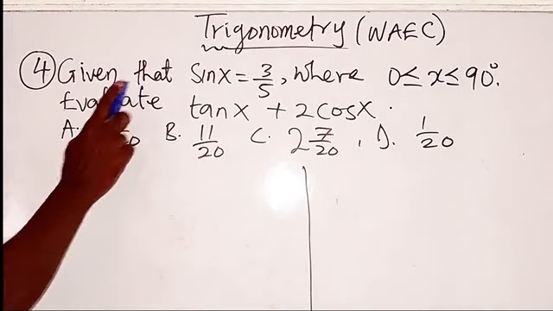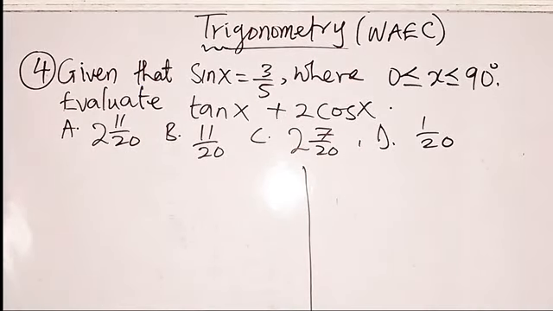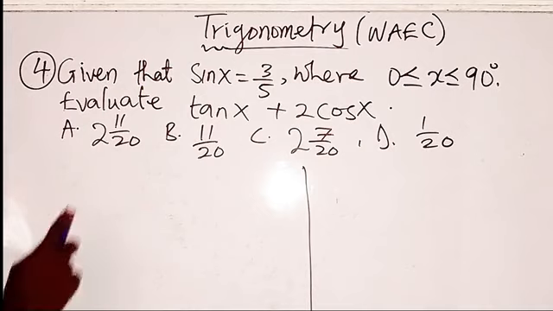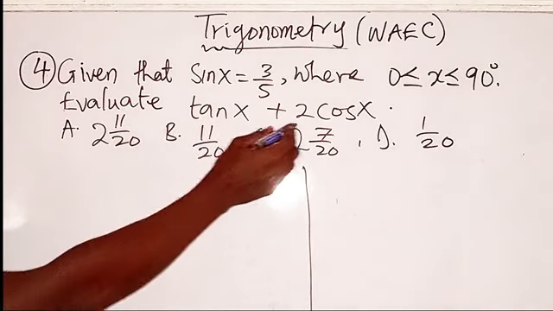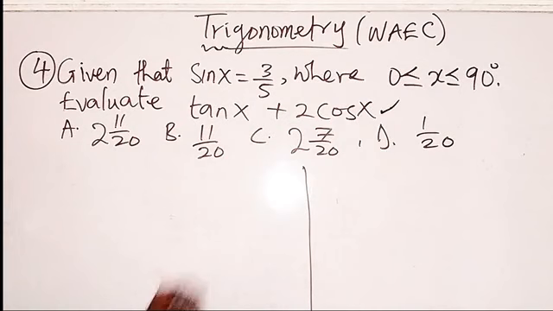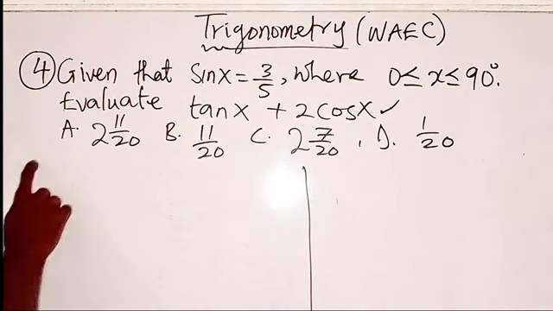This is the fourth question we're going to be solving under this trigonometry. So I want you to read the question, pause the video, do it yourself, then you can come back and let's solve this together. Right, so given that sine x equals 3 over 5, where 0 is less than or equal to x, and x is less than or equal to 90 degrees, we have to evaluate tan x plus 2 cos x. This is where we are going. So you should take note of that, and we are given these options.